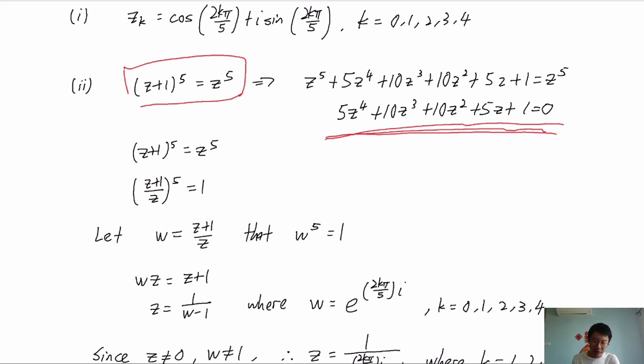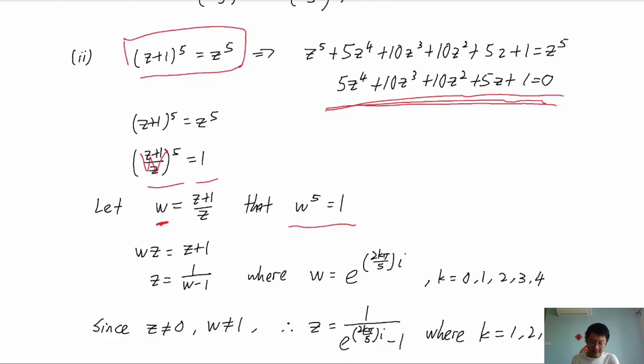So how do we solve this one? We just let w be the whole thing inside there. So we have w power 5 is equal to 1. And then we have two things to do. One is because we want the roots for z in this case, not w. Because we already let w be this expression in terms of z, we change the subject to be z. So z is 1 over w minus 1.